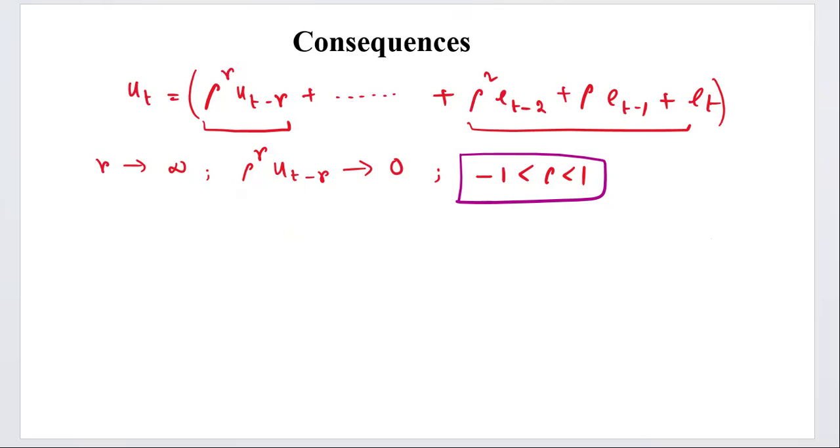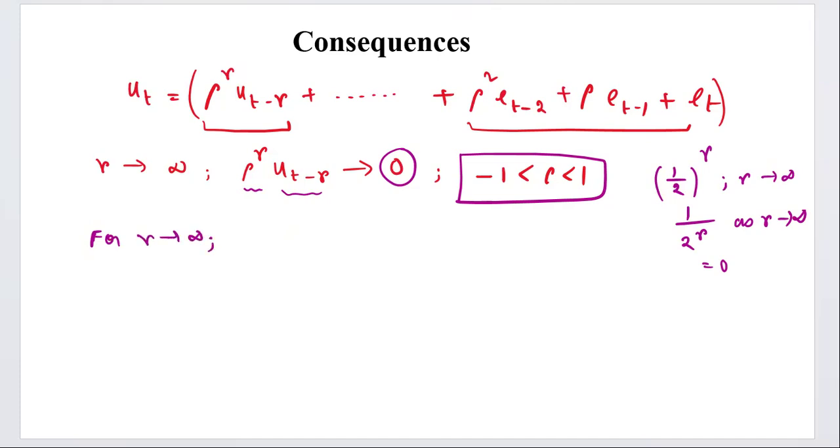Why is this so? See, rho lies between -1 and +1. Suppose rho is half. If you do half to the power r, when r goes to infinity, then 1 by 2 to the power r will go to 0, right? If this part is 0, then the entire term is 0. So ultimately, this portion is going towards 0. So as r goes to infinity, u_t will be simply the rest of the portion. You can write it in the inverse fashion: write this term first, then this term second, this term third. If you do that, it will be e_t plus rho e_{t-1} plus rho squared e_{t-2} plus so on and so forth. It will be an infinite number of terms, right?